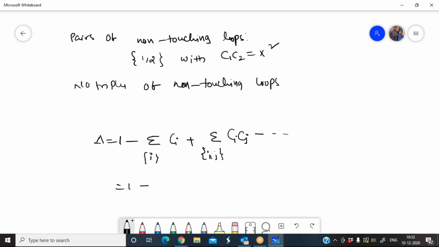So you can write 1 minus, how many loops here? 3 loops, right? That is C1 plus C2 plus C3, plus how many pairs of non-touching loops? Only one pair, that is C1, C2. Is it clear? 1 minus of C1 plus C2 plus C3, plus C1 C2. Since there are no triples of non-touching loops, the remaining terms are all zeros.